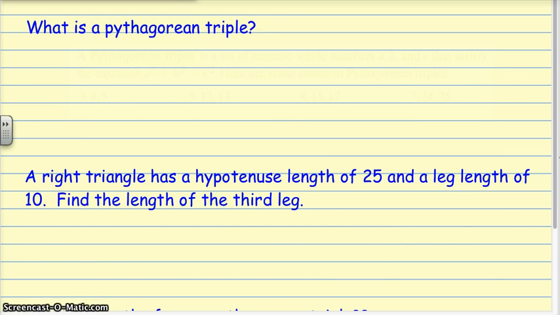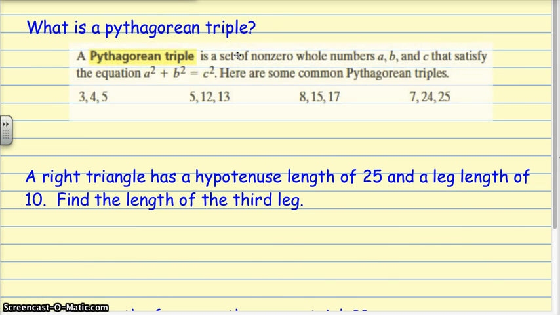Pythagorean triple. A Pythagorean triple is a set of non-zero whole numbers, a, b, and c, that satisfy the equation a squared plus b squared equals c squared. Here are some of the common Pythagorean triples.